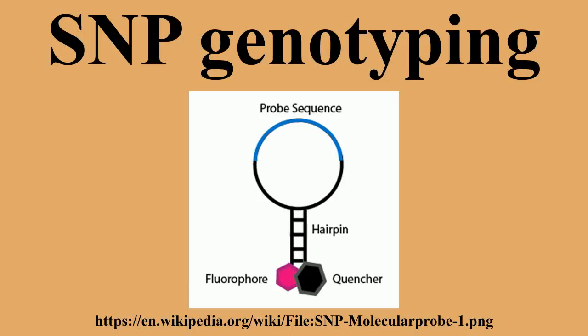SNP genotyping is the measurement of genetic variations of single nucleotide polymorphisms between members of a species. It is a form of genotyping, which is the measurement of more general genetic variation. SNPs are one of the most common types of genetic variation. A SNP is a single base pair mutation at a specific locus, usually consisting of two alleles.